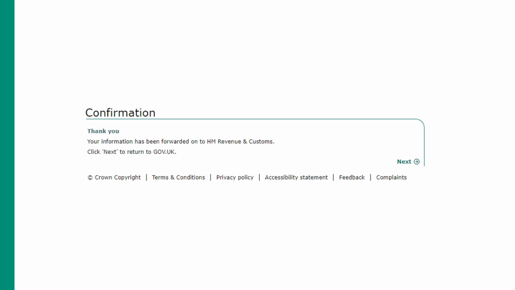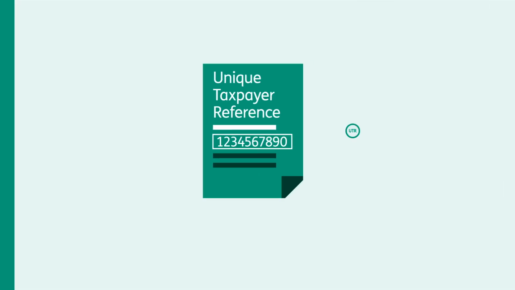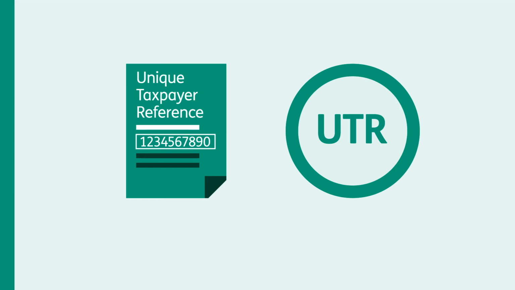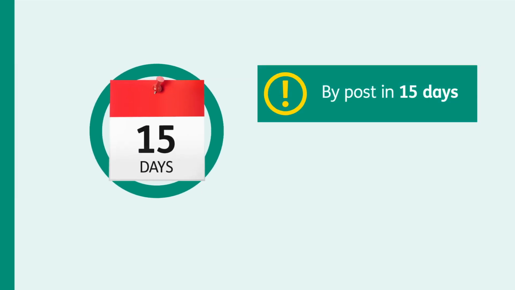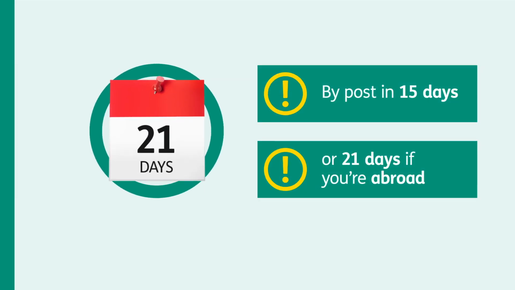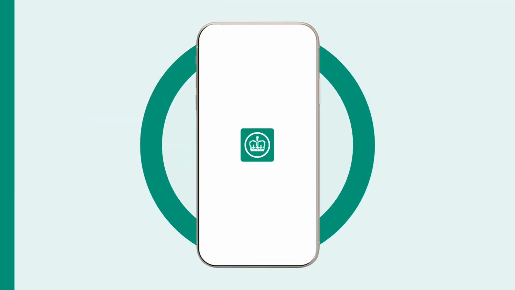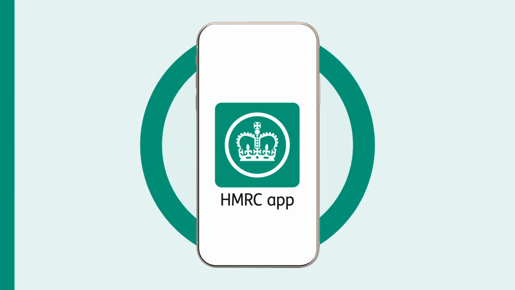There's no need to call us. If we need anything else, we'll get in touch. You'll get a unique taxpayer reference, also known as a UTR, in the post. You can find it sooner by logging into your online account or in the HMRC app.